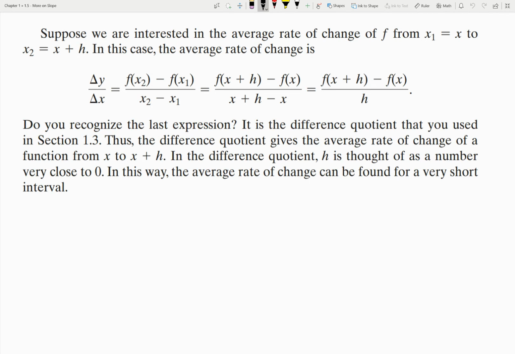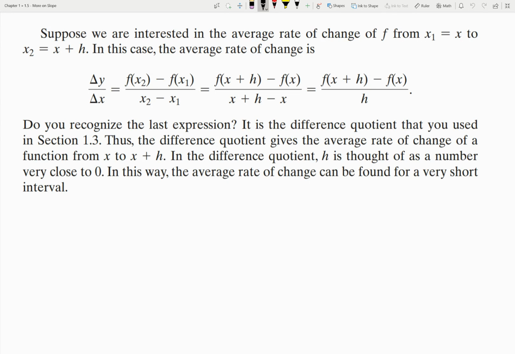Suppose for a second that you're interested in finding the average rate of change of a function from x to x plus h. So when you calculate this, look at what happens. You get f of x plus h minus f of x over x plus h minus x. The x's cancel, and you're now just over h. That is how you calculate the difference quotient that we used in section 3.